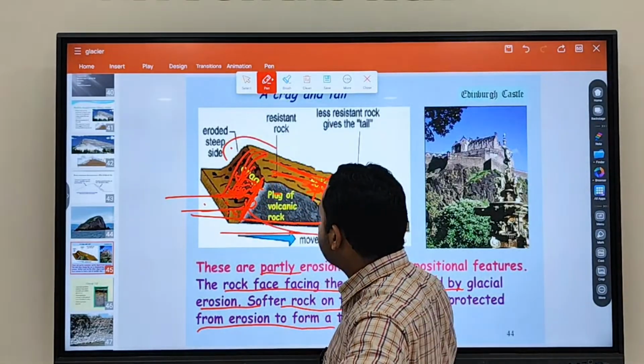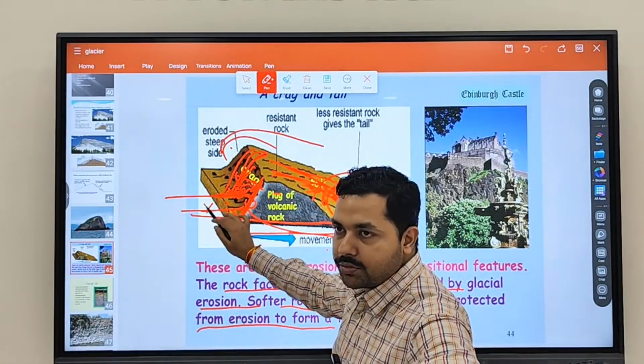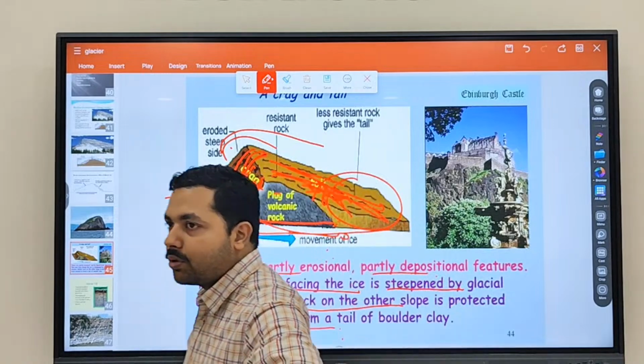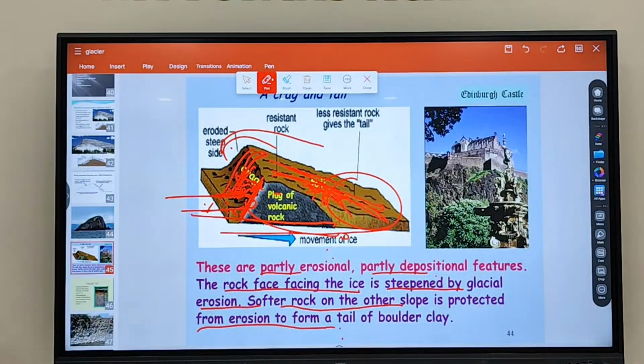Clear? Because the glacier has to then move on to the side. The harder part is eroded more and the softer part is not eroded. So that's why you see the crag and tail phenomena.